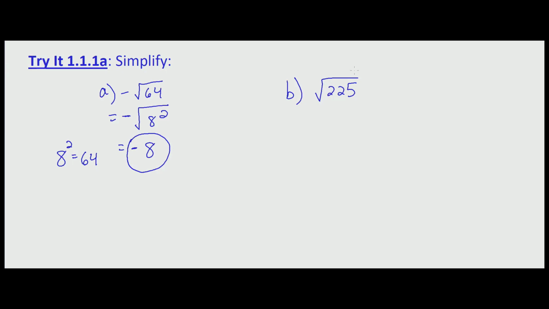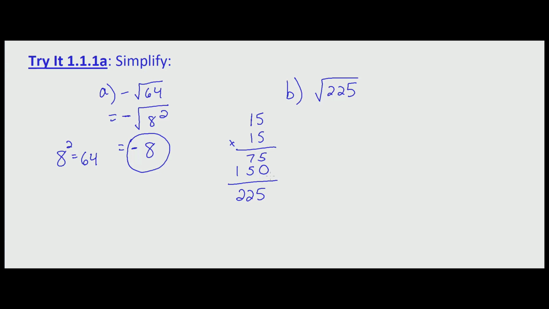With 225, we could factor it to try to determine any perfect squares, but really what we need to recognize is that this is 15 squared. And if we don't remember that, we can test values to see what that square is. But 15 squared, 5 times 5 is 25. Carry your 2. 1 times 5 is 5, 6, 7. Add a 0. 1 times 5 is 5. 1 times 1 is 1. Add those together and you get 225.